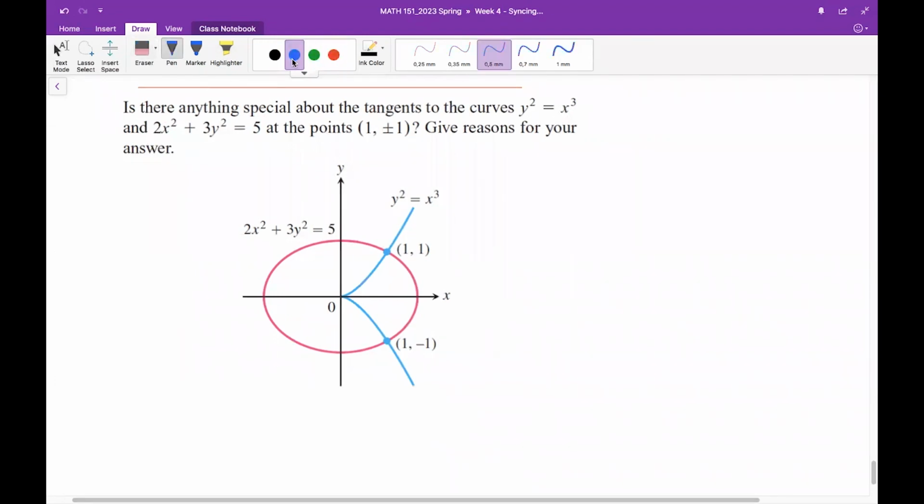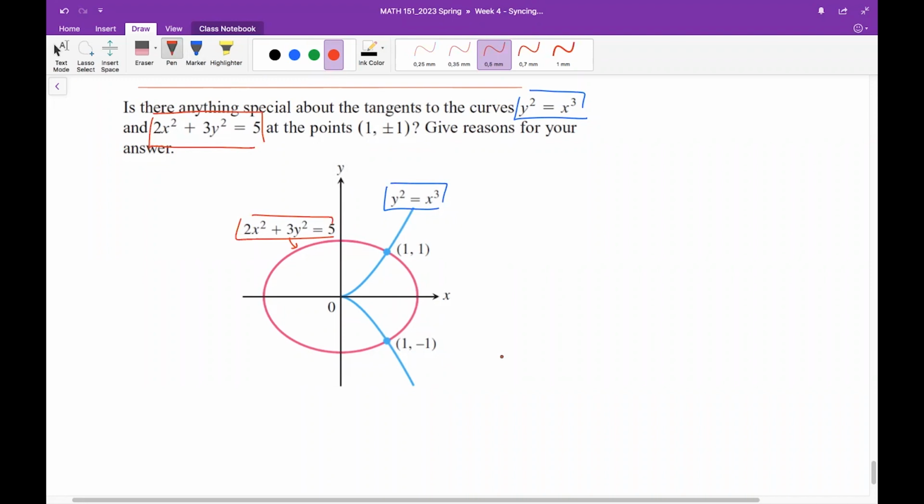So the first curve is the blue one. It has a cusp at the origin. This is the equation of the first curve as indicated here. And the second curve is the pink one. Let me use red for it. And its equation is also given here. It is the ellipse. And the blue one is this blue curve.